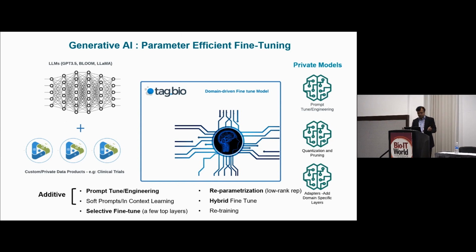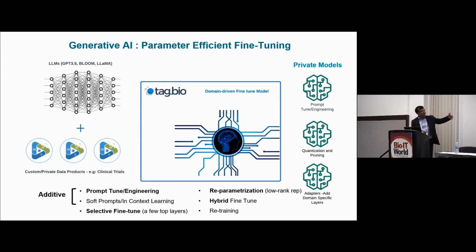But the other ways to do that are soft tuning and in-context learning. You can also do reparameterization and hybrid fine-tuning. There are many, many mechanisms out there. So we allow you all of that in our platform so that people can build their own model using their own personal data like clinical trials or health economics and any other data sets. And they can get their own feedback. They don't have to share their information with anyone else.